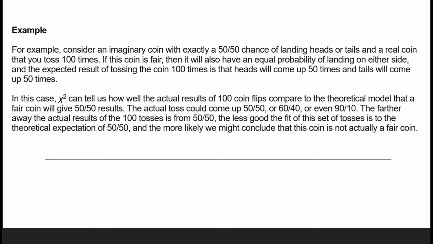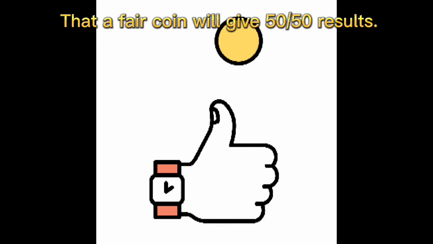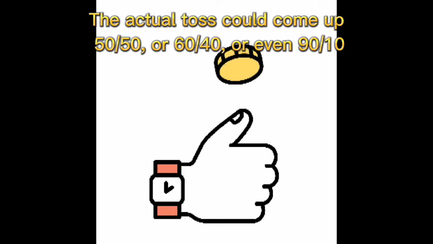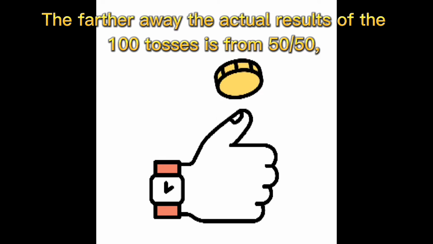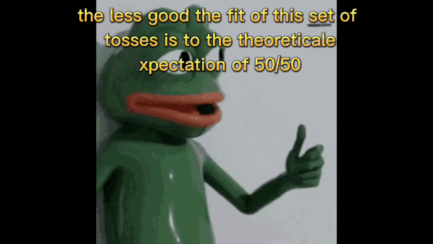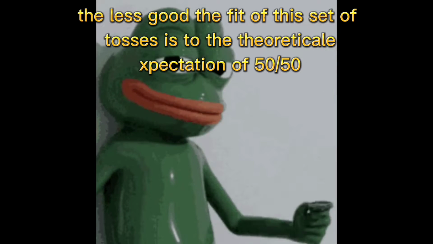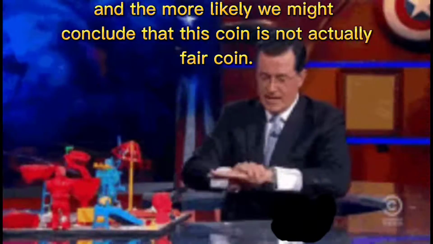In this case, x-squared can tell us how well the actual result of 100 coin flips compares to the theoretical model that a fair coin will give a 50-50 result. The actual toss could come up 50-50 or 60-40 or even 90-10. The farther away the actual results of the 100 tosses are from 50-50, the less good the fit of this set of tosses is to the theoretical expectation of 50-50, and the more likely we might conclude that this coin is not actually a fair coin.